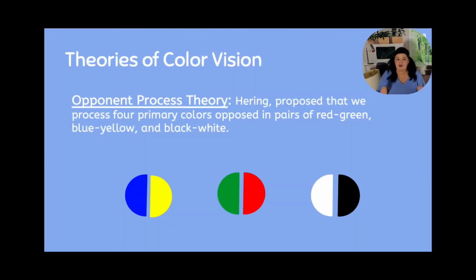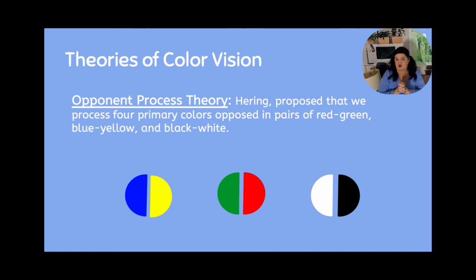The other theory of color vision is the opponent process theory. This is a theory proposed by Hering that states these are our four primary colors, and then these are black and white. These colors also have opposed pairs. So blue and yellow are opposing pairs, and green and red are opposing pairs, and then white and black are opposing pairs. The idea here is that we have one cone that distinguishes the blue and the yellow, and another set of cones that distinguishes the red and the green, and another that helps us distinguish black from white.